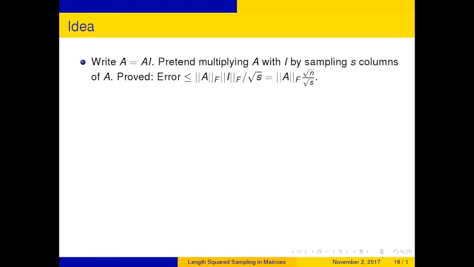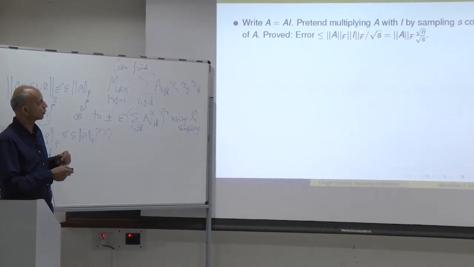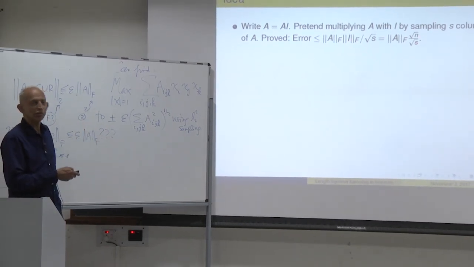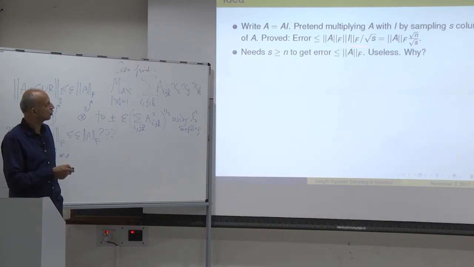Unfortunately, the Frobenius norm of I, the sum of squares of all the entries, is n. So the Frobenius norm is the square root of that, which is root n. This is not interesting, right? So this is useless, because to get anything better than the Frobenius norm of A, I need S greater than or equal to n. So it's useless.